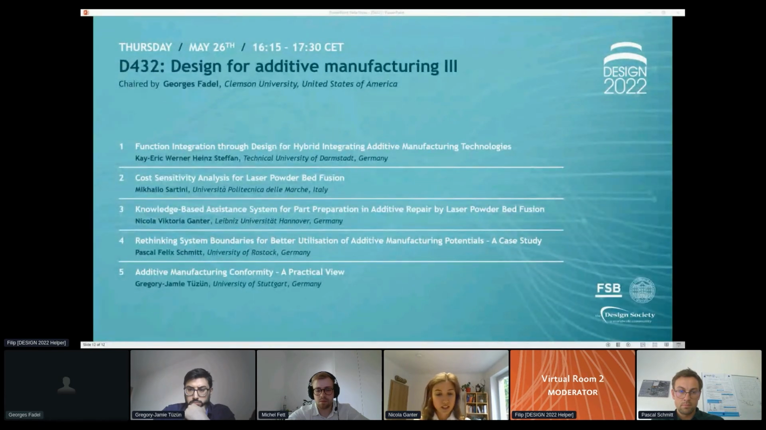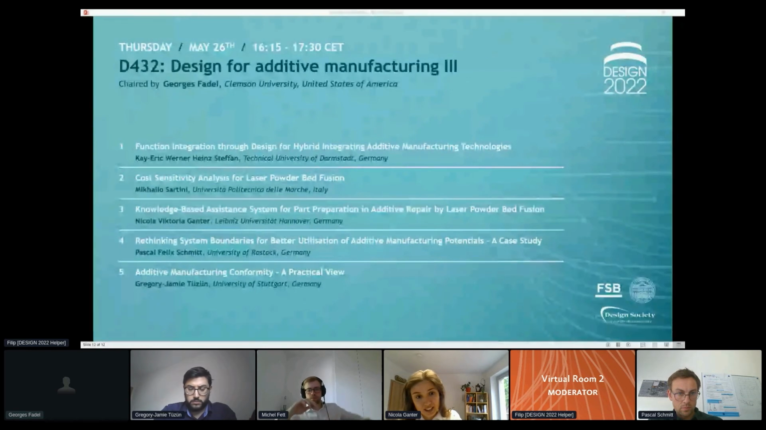So if we read the question, he says, you need to use fixtures to add support structures. So you need to think about holding the part, but you also have to think about the heat that you have in the part. And how do you decide on the cutting plane based on these additional criteria?